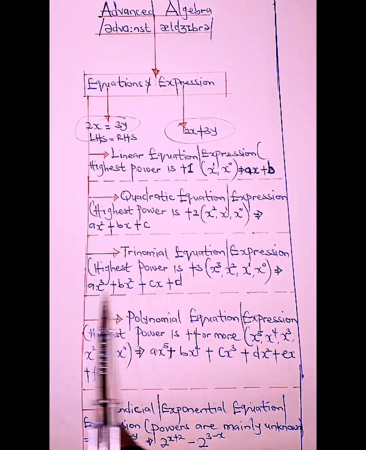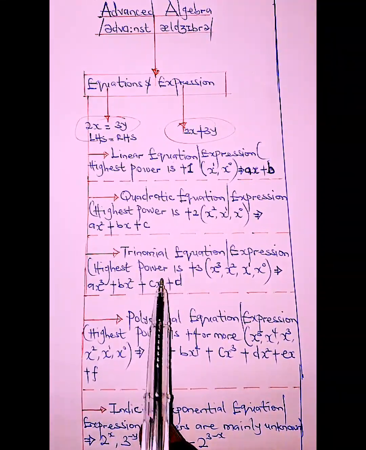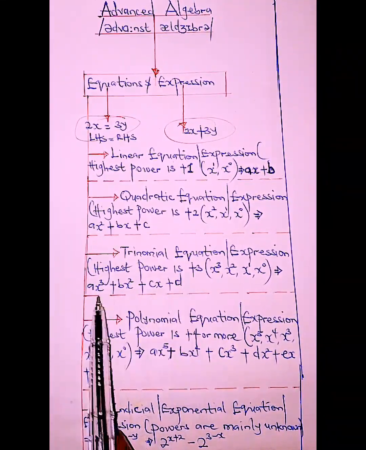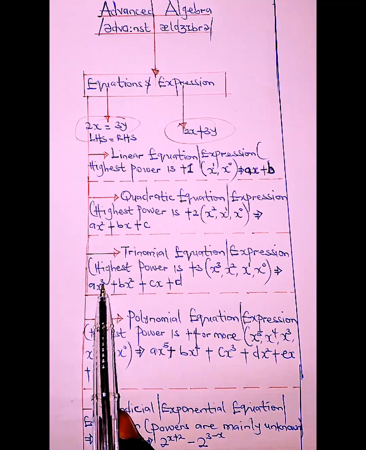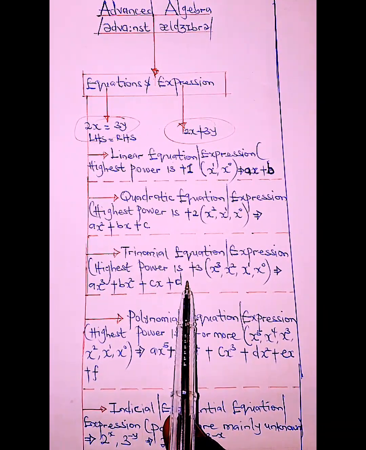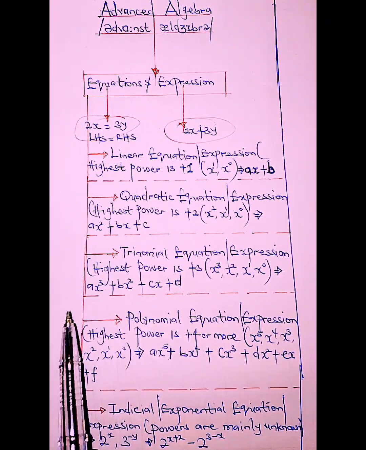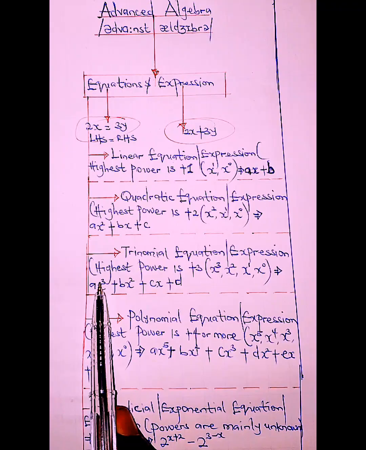So we have an example like this, a trinomial expression: ax cubed plus bx squared plus cx to the power 1 plus dx to the power 0. As you can see, this descends from 3, 2, 1, and down to 0. So this is trinomial. Now, how do we get to know a trinomial equation or expression? The highest power is positive 3.